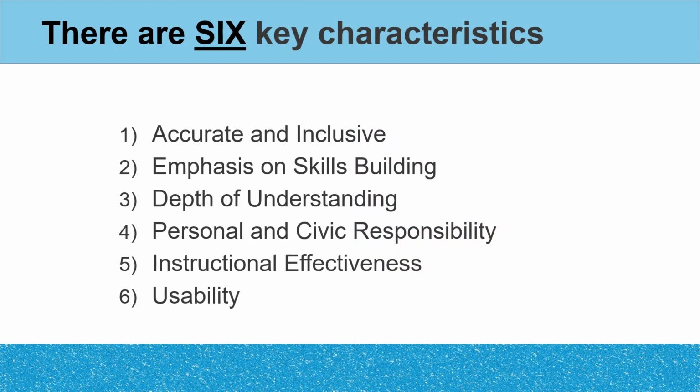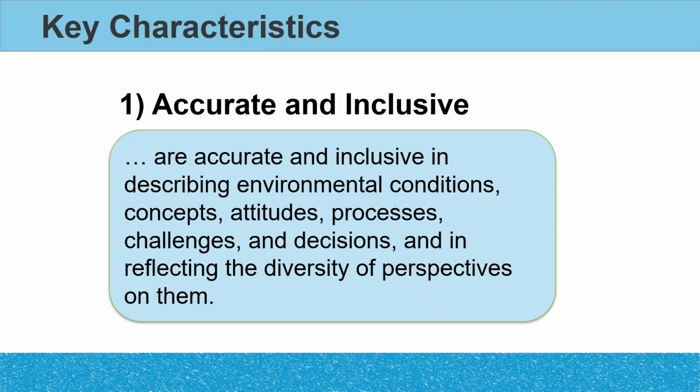The guidelines describe 6 key characteristics of what makes good quality instructional materials for use by curriculum developers. First, good quality instructional materials are accurate and inclusive. They are accurate and inclusive in how they describe environmental conditions, concepts, attitudes, processes, challenges, and decisions, and in reflecting the diversity of perspectives on them.